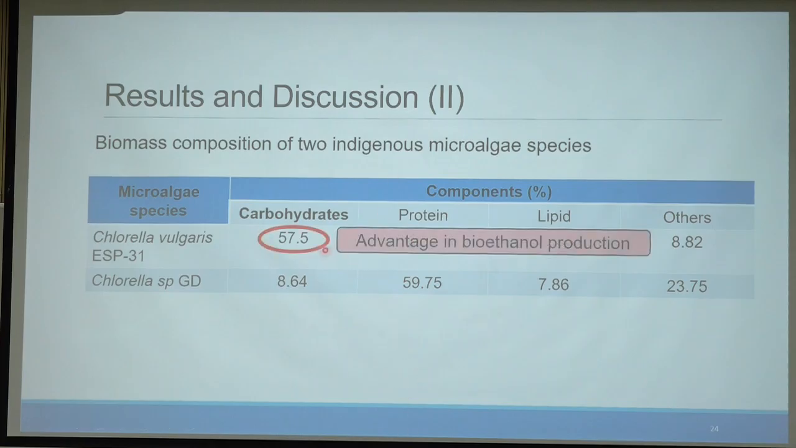Then we found in the previous study that if the microalgae is rich in carbohydrate content, it has an advantage in bioethanol production. So we have this hypothesis, and that's why we conduct this analysis.